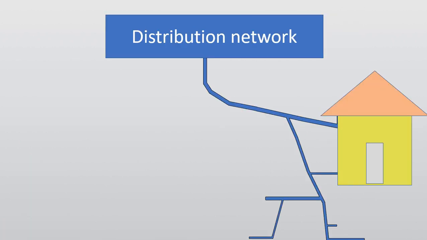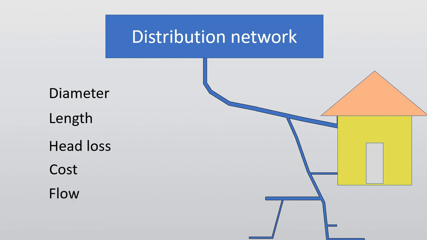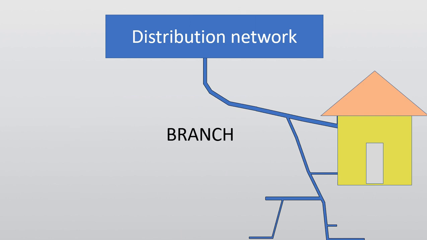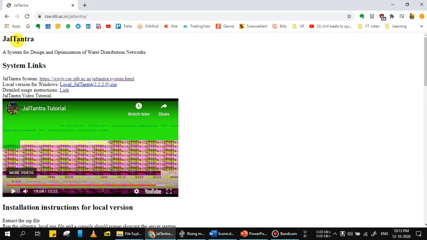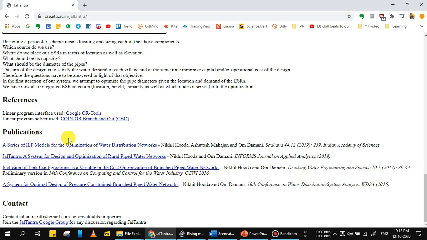For this, we need to find the optimized network in the sense of diameter, length, losses and cost. There are softwares available such as Branch, but I will recommend a more optimized open source application, and it is JalTantra, which is designed in IIT Bombay. I will show the website and the link is in the description. Here is the website. The application is available as a web-based application and desktop application. And a tutorial is also available, from which you can easily learn it.